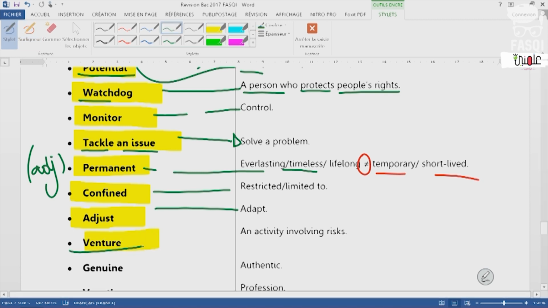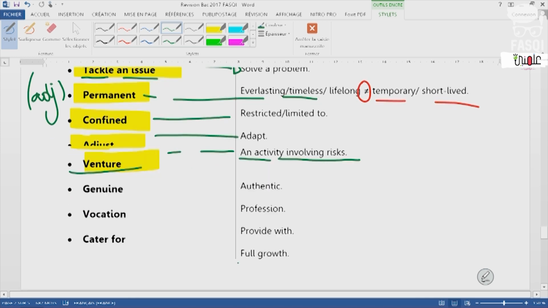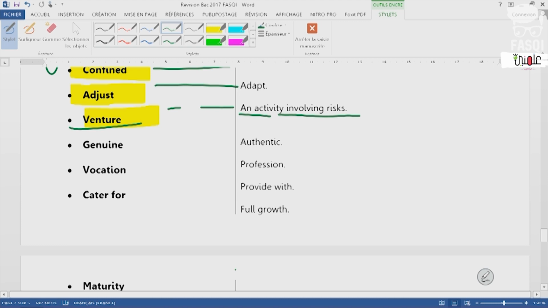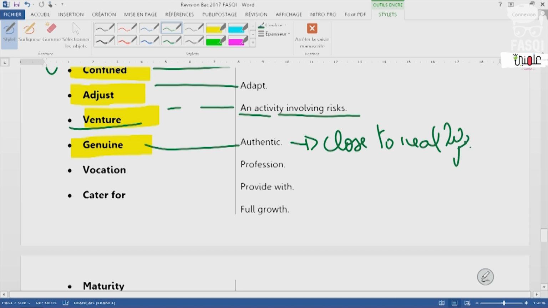Still in the same lesson, venture is an activity involving risks. It's a venture, something that you want to do, like an adventure. Then we have genuine. Genuine means authentic, close to real life, not out of imagination or something like that, but genuine.